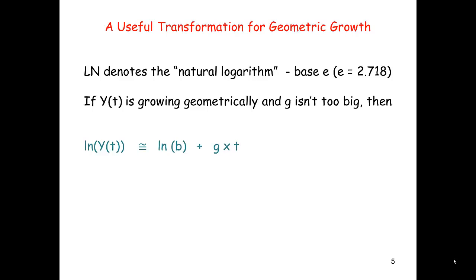So what we've done is taken a series that grows geometrically, and if we take the log of it, it's going to look like a linear series with respect to time. And also the change in log of y of t is going to be approximately equal to the percent change in y, and that's going to be equal to the growth rate. So taking the log, we turn something so it looks like it's a linear function of time, and that its change becomes the percent change.